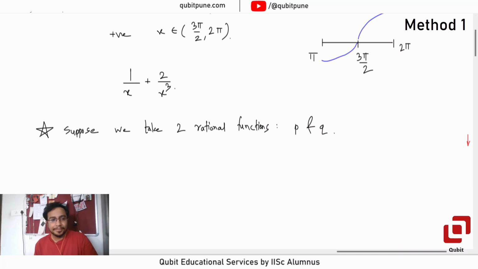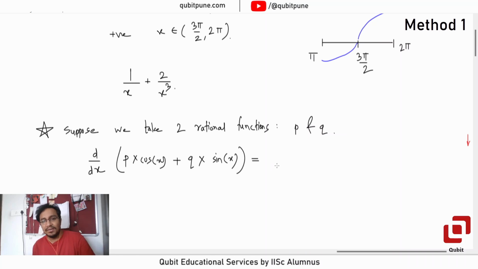Now, tell me, if I take p into cos x plus q into sin x, and try to differentiate this, what will be the answer? P dash cos x minus P sin x plus Q dash sin x plus Q cos x.